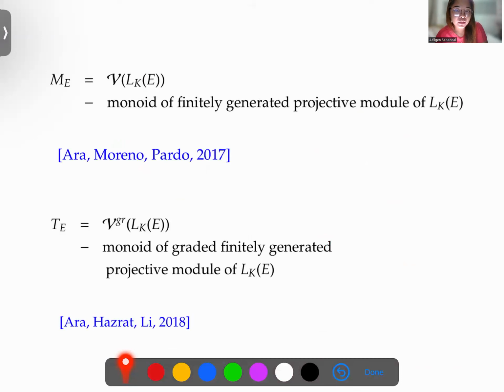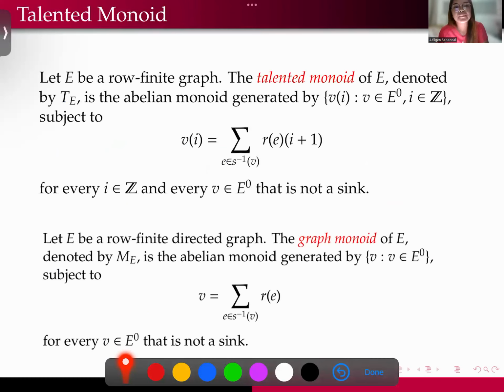In this case, we are going to use the so-called talented monoid. It's basically more or less the same. It's an abelian monoid now generated by the set containing v_i for every vertex v and integer i. And it's the same. We're just equating every vertex to all of the vertices that it is emitting. But this time, since we are now indexed by the set of integers, we are actually adding one to the index every time we are using the relation. Okay, and it looks pretty much the same as the graph monoid.